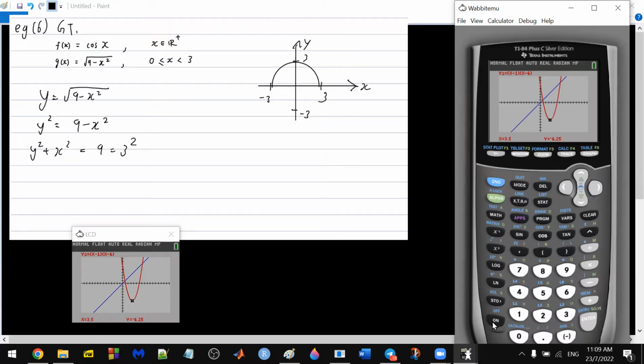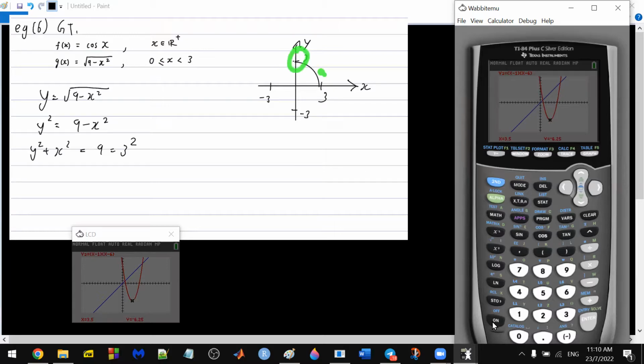But more specifically, look at the domain: 0 less than or equal to x less than 3. So it must include 0, exclude 3. What does it mean? x equal to 0 is over here. You'll get a corresponding point. Remove the left-hand side. Yes, correct. So remove the left-hand side.